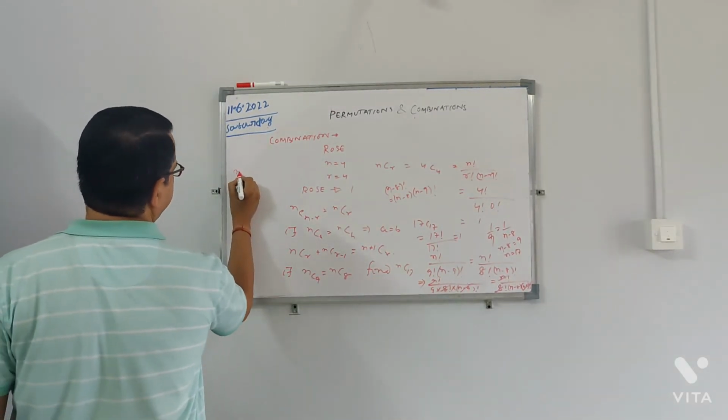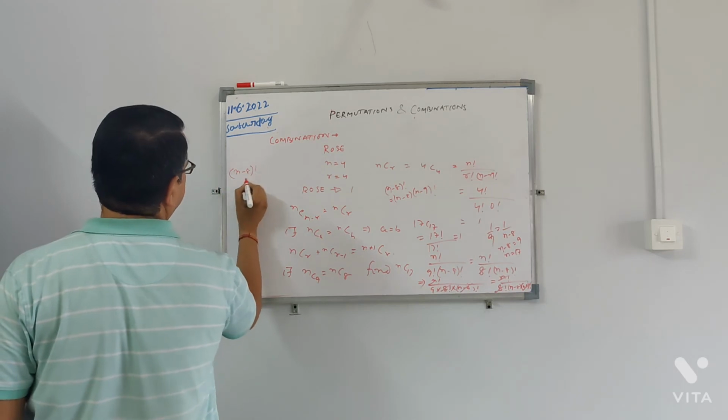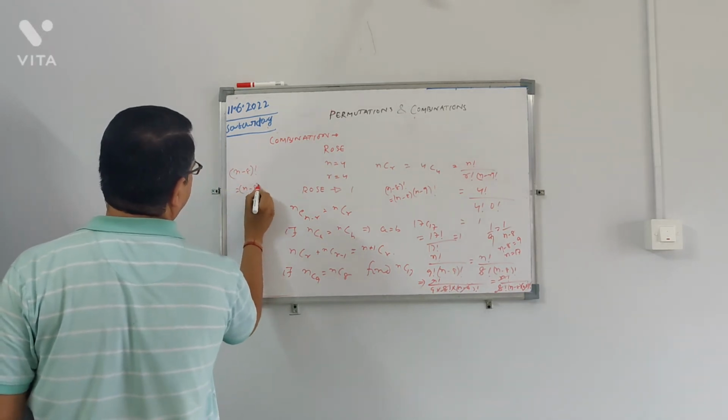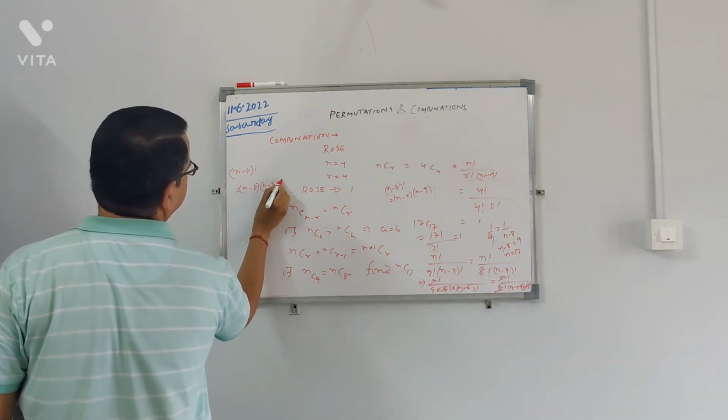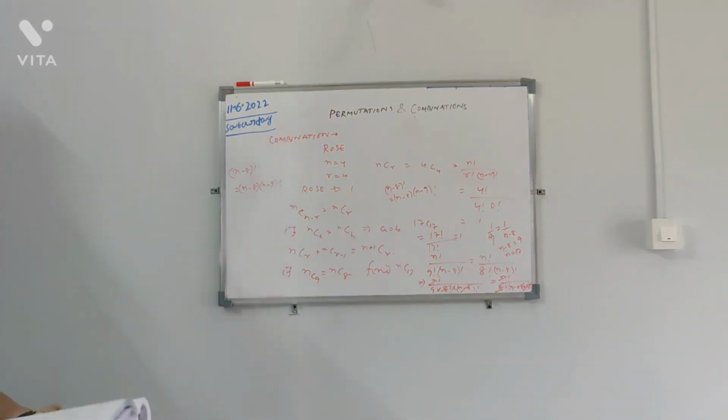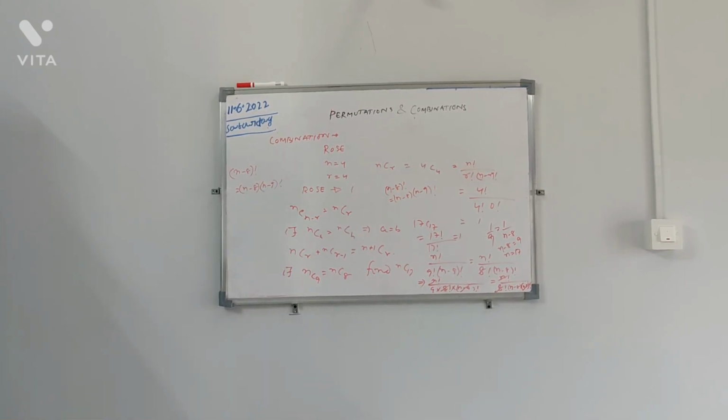So the catch here is n minus 8 factorial is equal to n minus 8 into n minus 9 factorial. You need to remember the n factorial formula: it goes down by 1 each time, up till 1. So n factorial is equal to n into n minus 1 into n minus 2, like that.